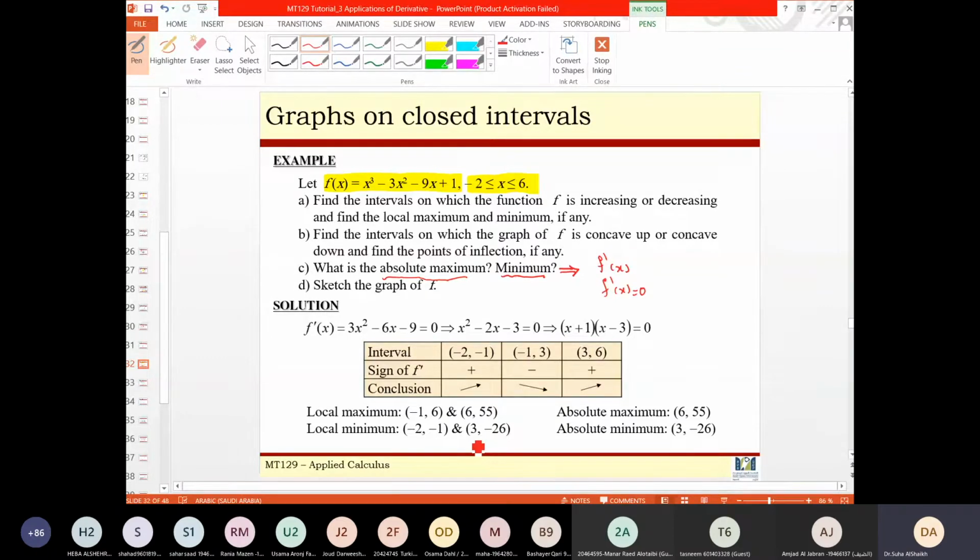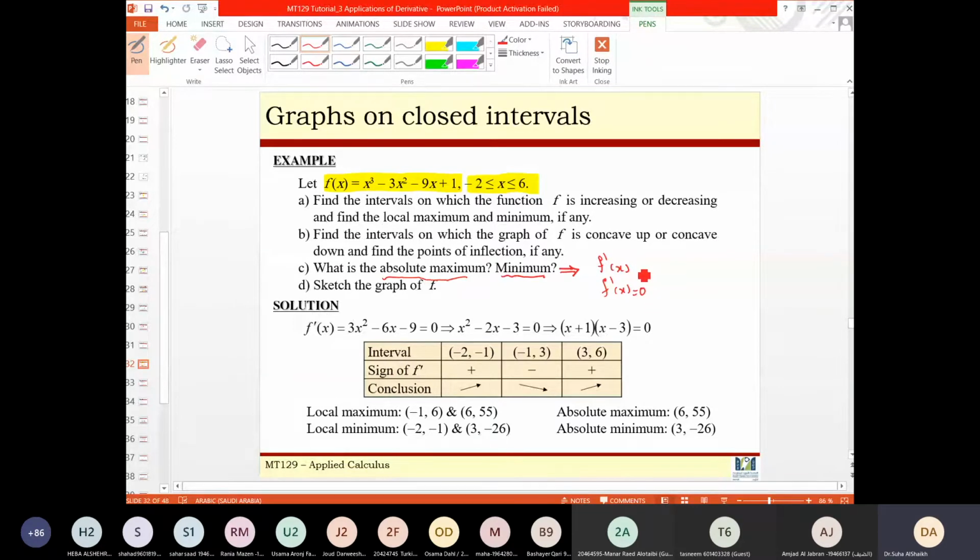Ahmed, we defined this last time. We said the local is where there is a change in increasing and decreasing. For the local, I can have more than one minimum and more than one maximum, but the absolute is the highest point and the lowest point. It's just one point which is the highest, just one point which is the lowest. So to study the absolute maximum and minimum, I take f dash x.